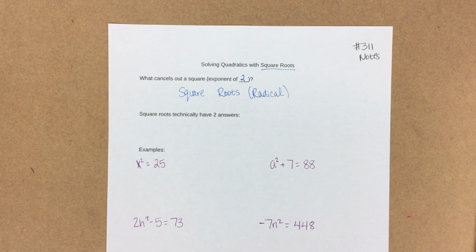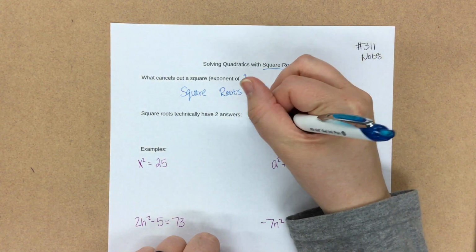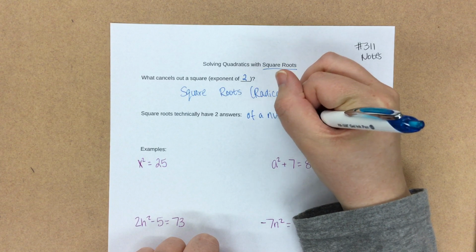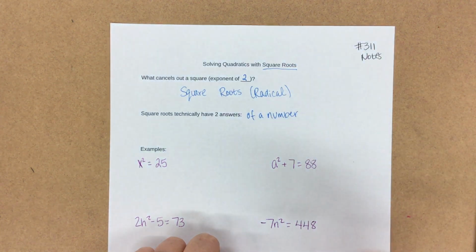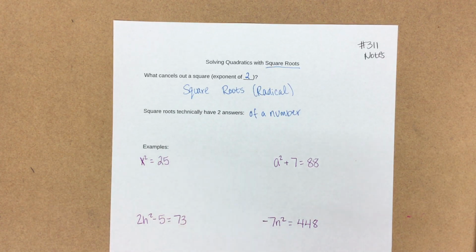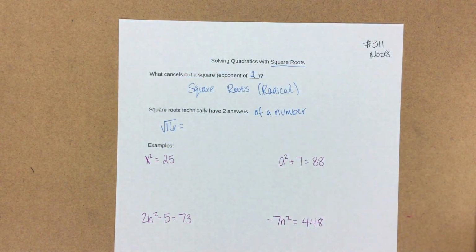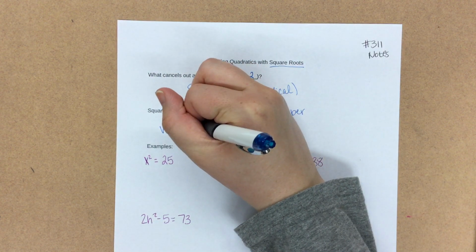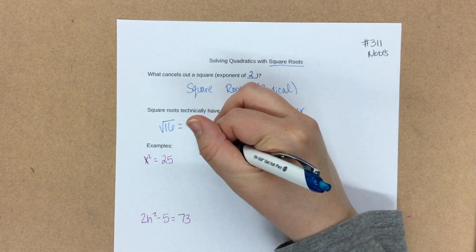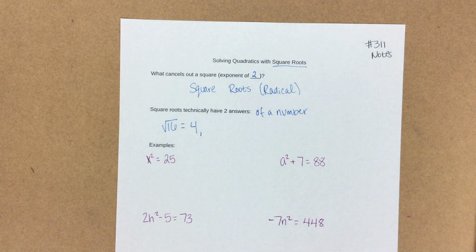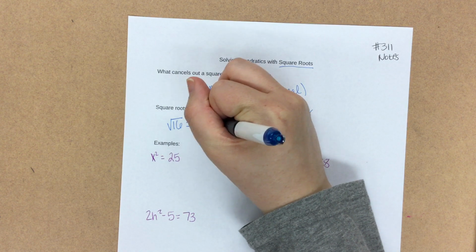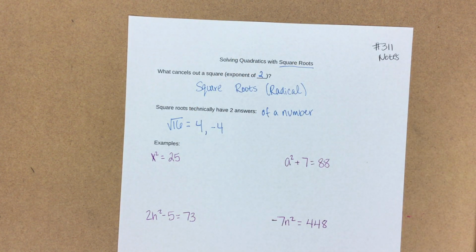Now when you take the square root of a number, there's technically two correct answers. Let's say I wanted to take the square root of 16. Most of you would tell me right away that it is 4. But there's also another option that can create a 16 when it's squared, and that is negative 4. Remember, you can have negative 4 times itself, making a positive 16.